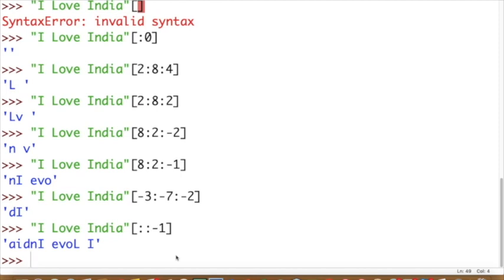Since we are not mentioning the starting and ending index, it starts from 0 and ends at the last character. And since the jump is negative, it starts with the rear end, right? From A onwards, it goes up to I. So from A to I, it reverses the whole string. This syntax reverses the whole string, and hence this output is produced. So I hope this is understood to you.